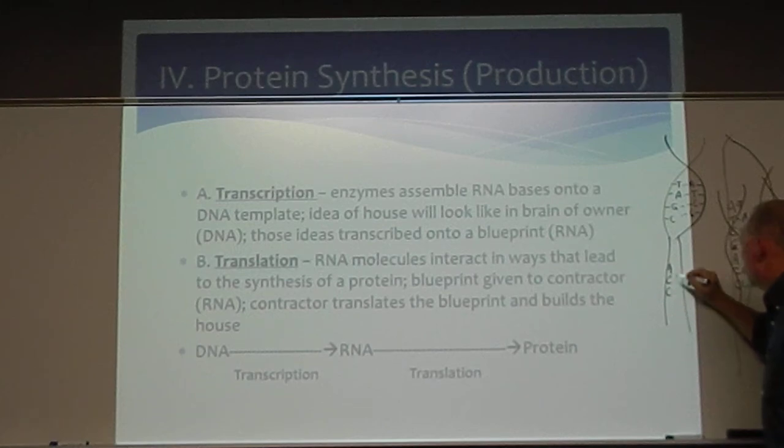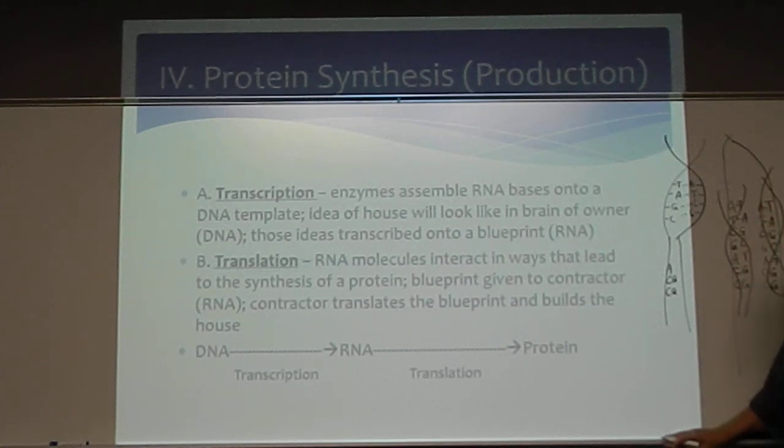We have ACC here, all right? And that's what we need. And so it will take RNA nucleotides and match them up. So G and C, they use the same nucleotides. Now, instead of thymine on RNA, they don't use thymine. They use another one called uracil.